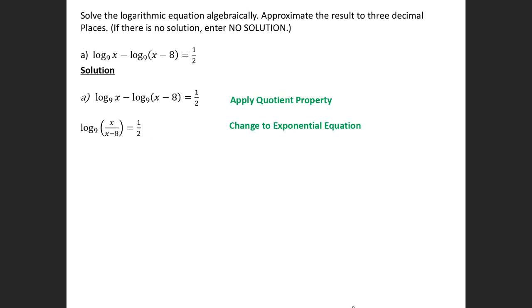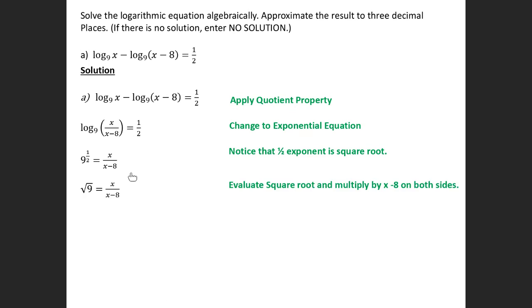All right. Now let's go ahead and notice that we have an exponent of a square root. So we can take the 9 to this, or convert it to exponential form, which is going to give us 9 to the 1/2 is equal to x over x minus 8. All right, so here we have the square root of 9 is plus or minus 3 is equal to x divided by x minus 8.